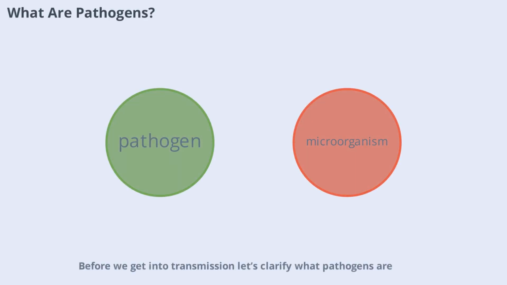Before we get into transmission, let's clarify what pathogens are. Pathogens are microorganisms that can cause disease in humans, animals, or plants. The most common types include bacteria, viruses, fungi, and parasites. Each type has its own unique characteristics and ways of spreading. For example, viruses like the flu and COVID-19 are well known for their rapid transmission, while bacteria can cause infections like strep throat or tuberculosis. Understanding the nature of these pathogens helps us recognize how they might be transmitted and what precautions we should take.